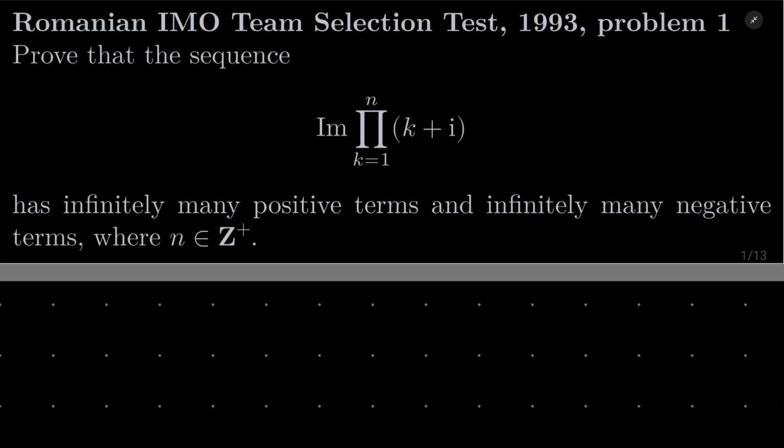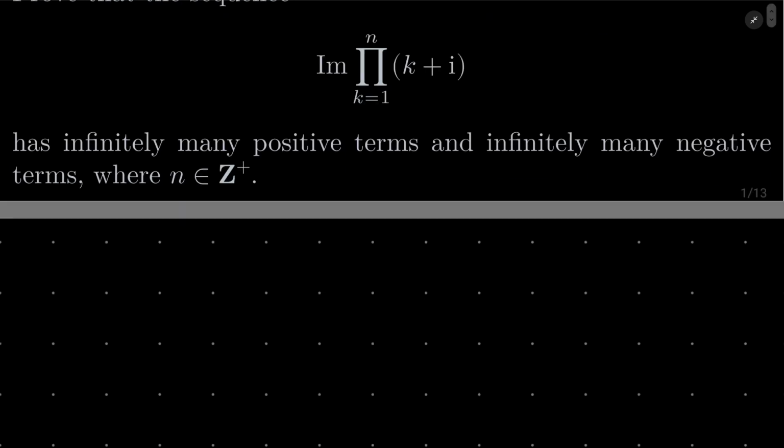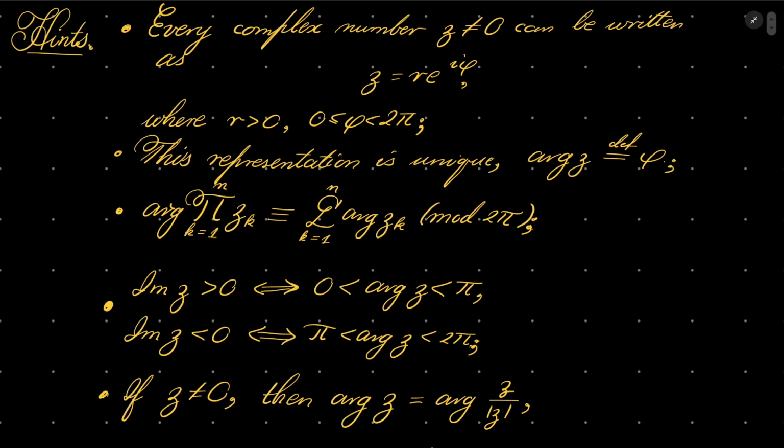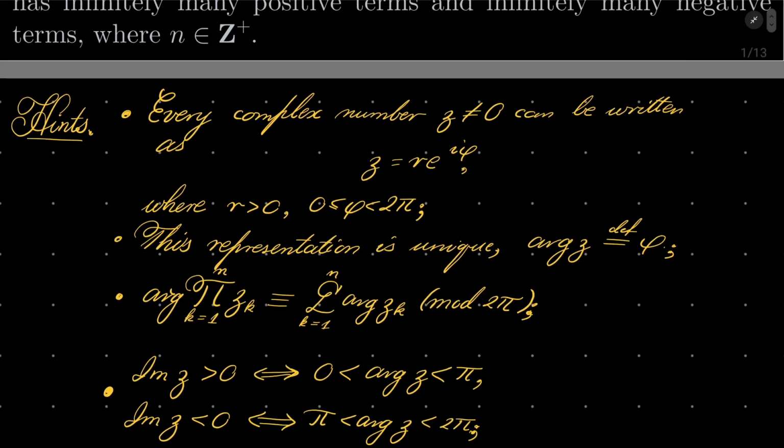So, in other words, our sequence depends on n, which is the index, and we are taking further and further products, and we wish to show that infinitely many terms of this sequence have positive imaginary part, and infinitely many have negative imaginary part. Okay, it's a nice problem concerned with complex numbers. Here are my hints. I have a bunch of hints and terminology.